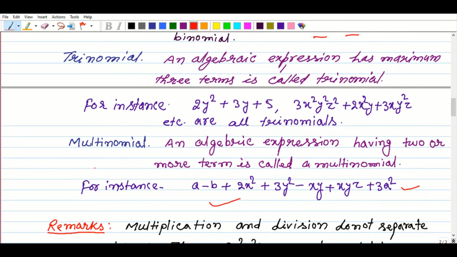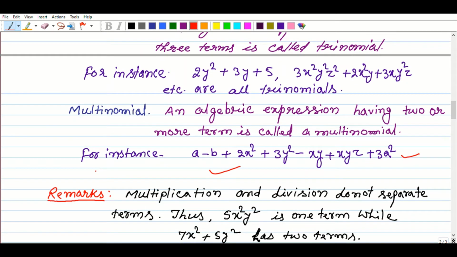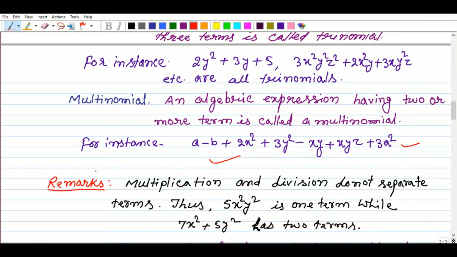Remarks. What I have explained above, in a statement you see here: multiplication and division do not separate terms. Thus 5x square y square is one term, while 7x square plus 5y square has two terms, right? I hope that all of you understand and it is clear. Basic things which are very important for us.